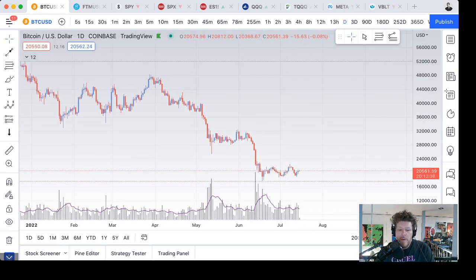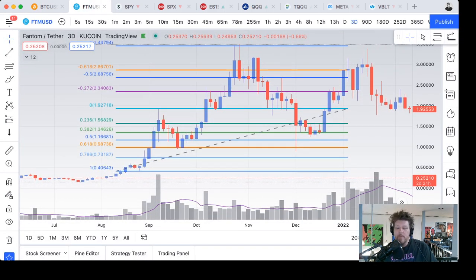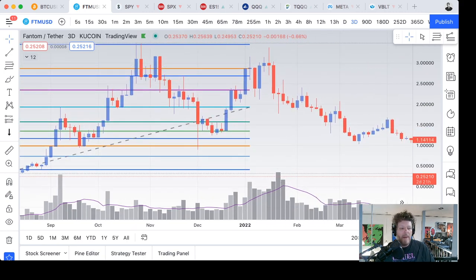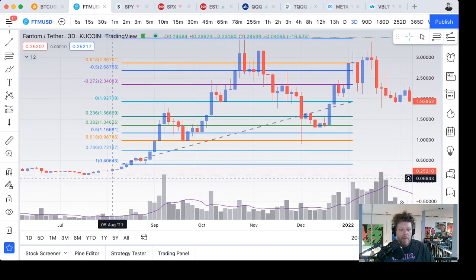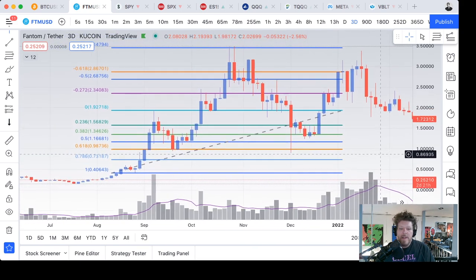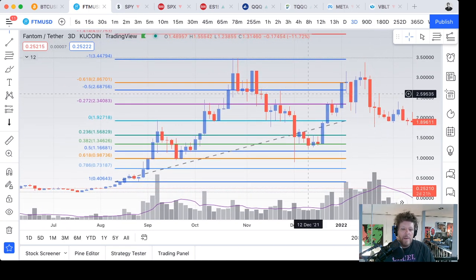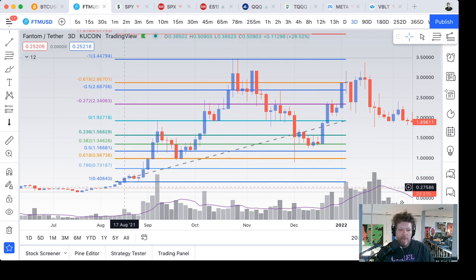So I just want to show you on Phantom. I'm going to go over to Phantom, and this is on the 3-day. So this is looking all the way back into, what are we looking at? August 2021. And I went ahead and set this up in advance just to show you again. So I started my level from, you can see there's this little climb right here, and then there's this red candle, and it kind of tests this line. So this to me is the bottom of the move.